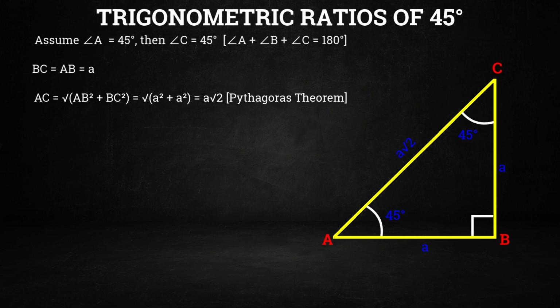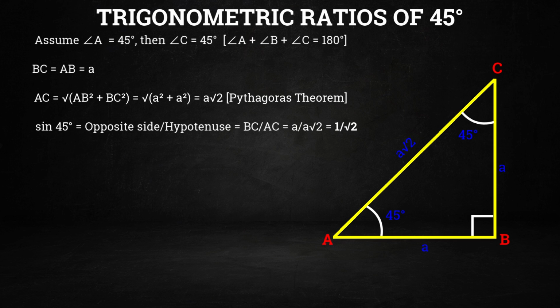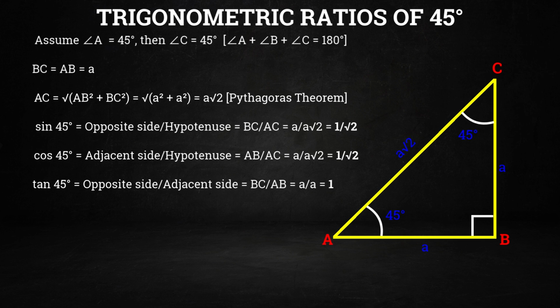Using the trigonometric definitions, we have sin 45 degree, which is opposite by hypotenuse, equal to 1 by root 2. Cos 45 degree, which is adjacent by hypotenuse, equal to 1 by root 2. Tan 45 degree, which is opposite by adjacent, equal to 1.